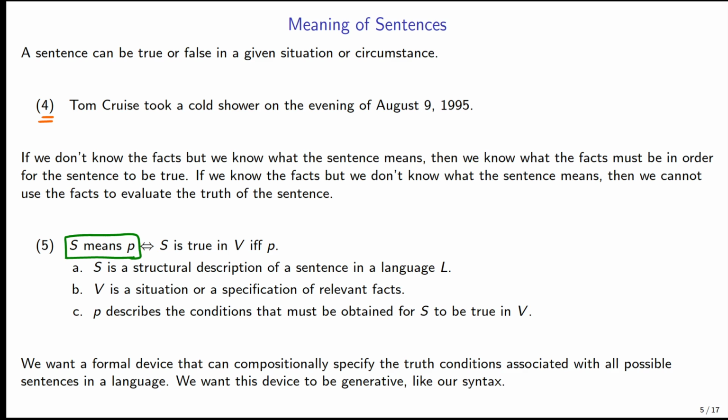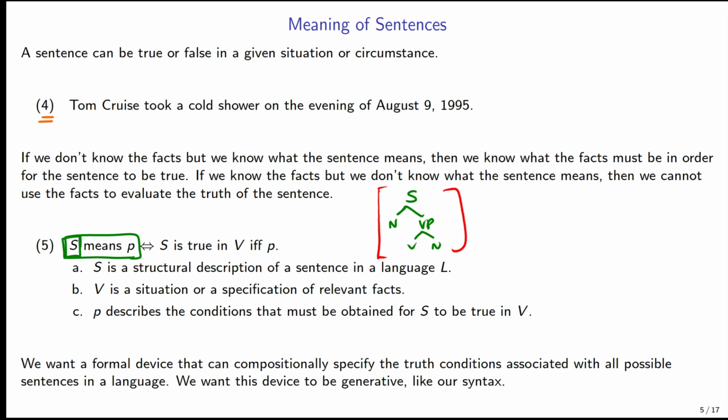So here's our formal definition of what meaning is. We say S means P if and only if S is true in some situation V if P happens. So basically, S is a structural description of a sentence. So this could be something like Jesse likes Mr. Clean, and this includes the entire sentence. So I'll just draw a little skeleton here. I won't draw the full thing out, but this could be, say, our structure.